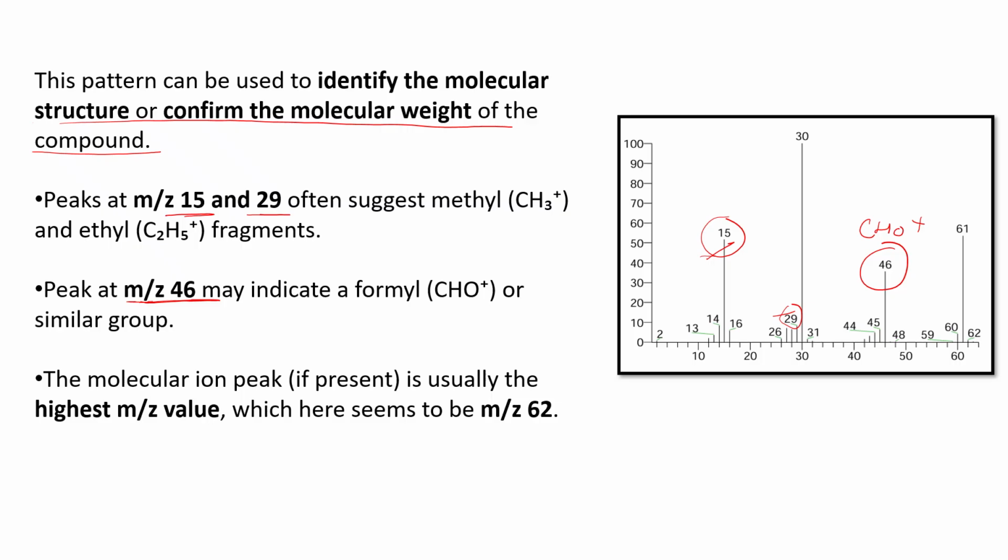The molecular ion peak, if present, is usually the highest m by z value. The molecular ion peak is usually the highest, and here it seems to be 62. This is the highest mass to charge value, which is 62, and this is known as the molecular ion peak.